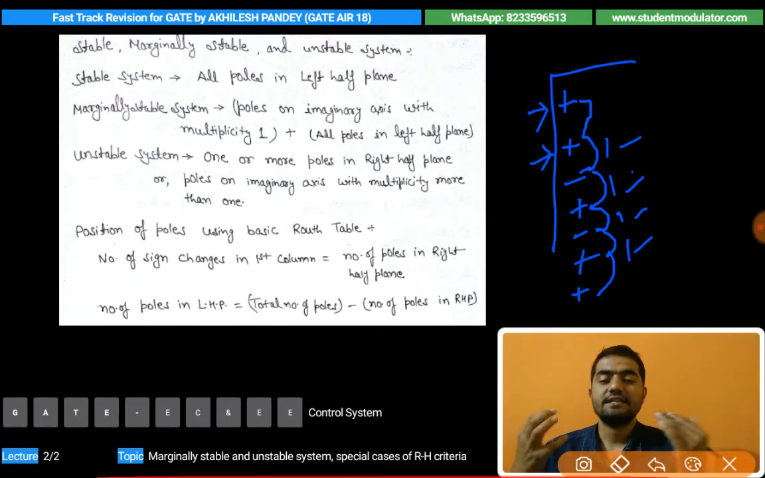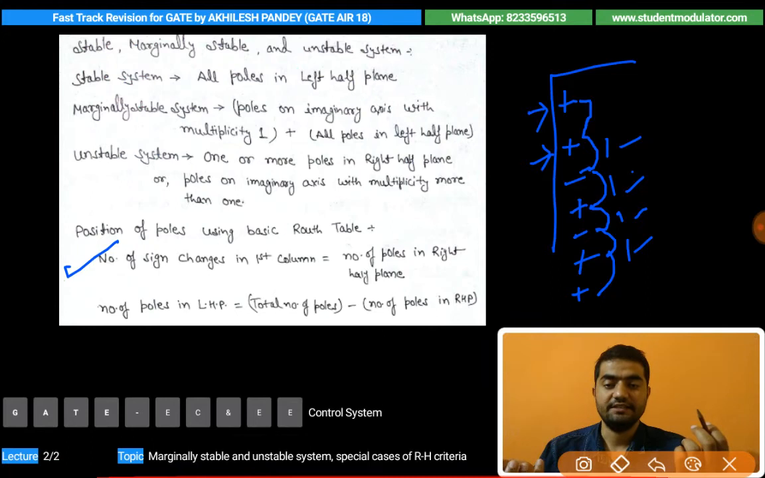As many sign changes as there are, that many poles will be in the right half S plane. So here I have written the formula for calculating the number of poles in the right half S plane: the number of sign changes in the first column is equal to the number of poles in the right half S plane. Now what about the number of poles in the left half S plane?